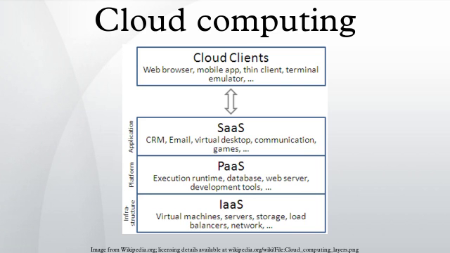The present availability of high-capacity networks, low-cost computers and storage devices, as well as the widespread adoption of hardware virtualization, service-oriented architecture, and autonomic and utility computing have led to a growth in cloud computing. Companies can scale up as computing needs increase and then scale down again as demands decrease.